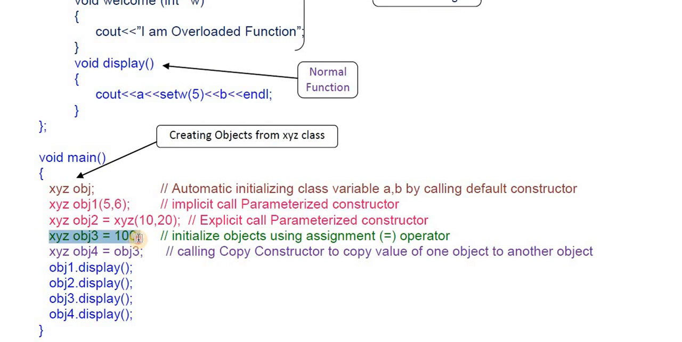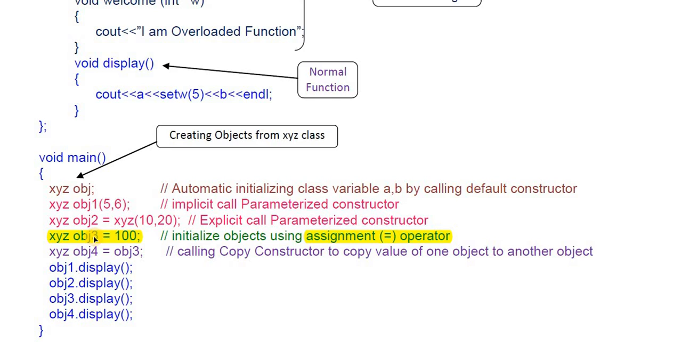So this is the third method of calling a constructor. In this third method also, we are not using the constructor name, we are not using parentheses, we are just using the assignment operator, or equal to operator. So by just using the assignment operator, we are calling a constructor. Here XYZ is the name of the class, object 3 is the name of the object. So here object 3 is created and it is assigned a value 100.